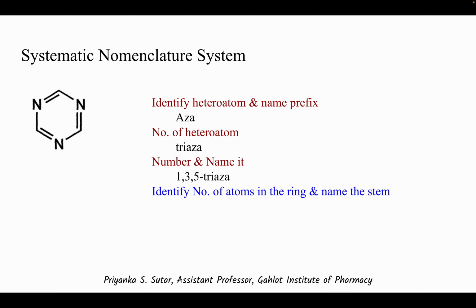Now you are done with the prefix part. Moving on to the stem part. It is a 6-membered ring which is unsaturated. What is the stem? You can refer table number 2. It is INE. And one more rule: drop A if stem starts with vowel. The stem starts with vowel I, so you will drop the terminal A of the prefix. So the name will be 1,3,5-triazine.